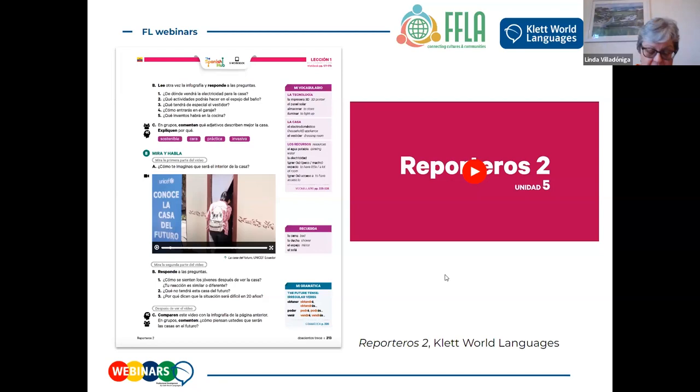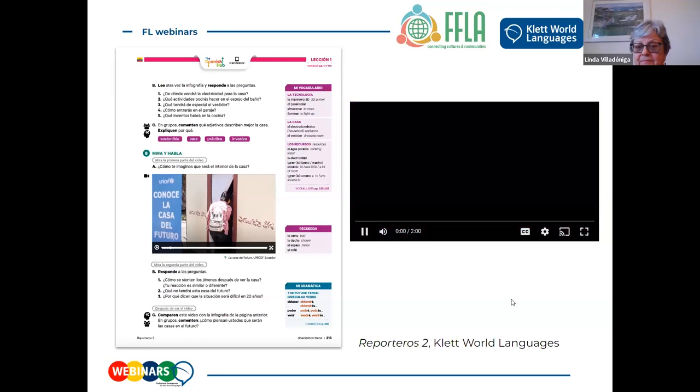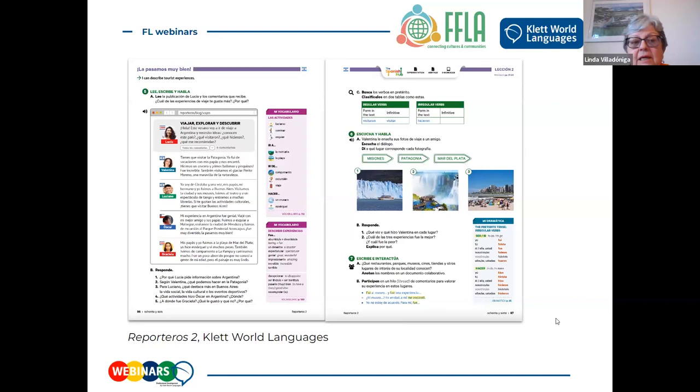You can see how the pages are set up and the activities that there are. It will tell you at the beginning, mira y habla, so you're going to watch something and then talk about it, or responde a las preguntas, orally or in writing, and then compare something in this particular case. And then the double page has all kinds of activities again: lee y escribe, responde, busca los verbos en pretérito based on the reading, escucha y habla, escribe e interactúa. So we're seeing all kinds of activities.